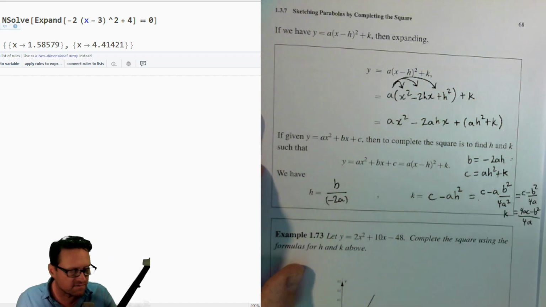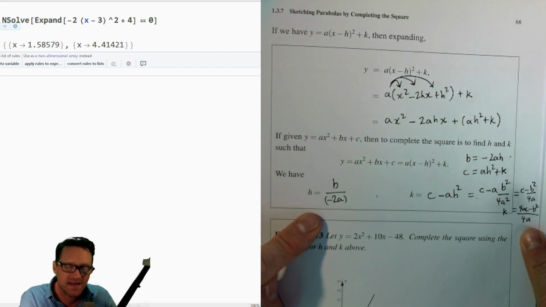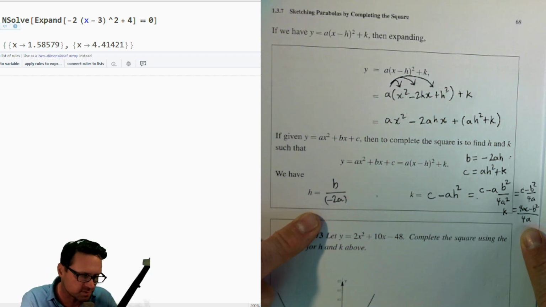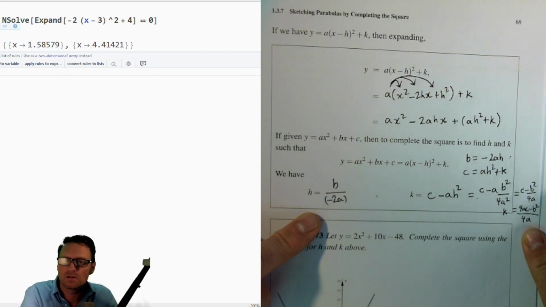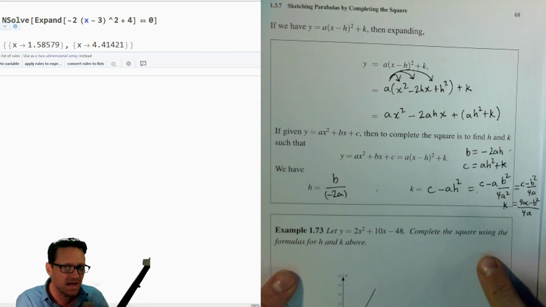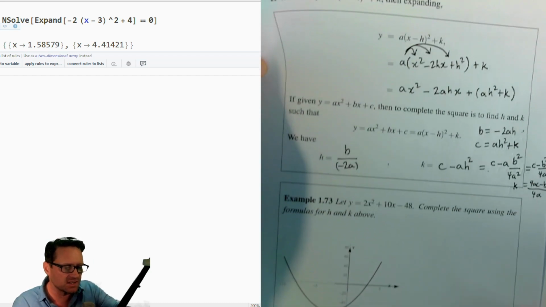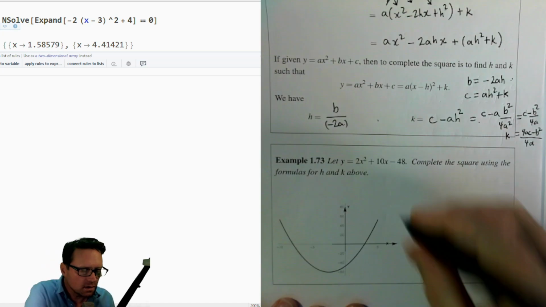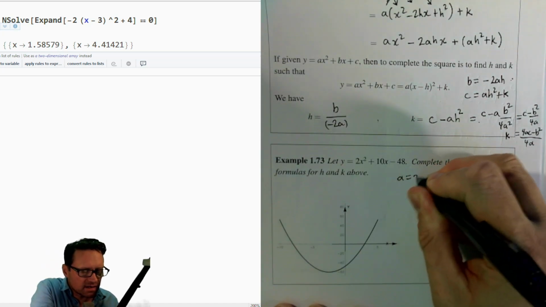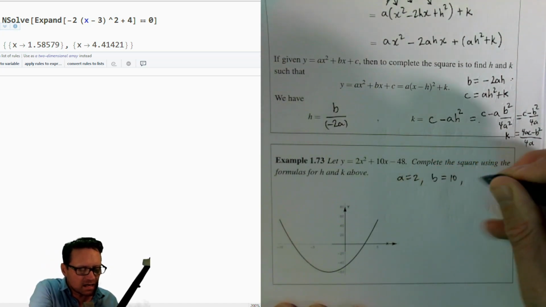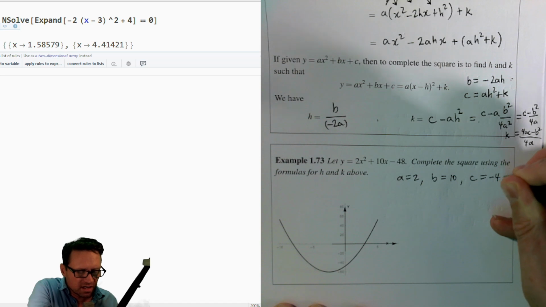All right, so we've got some formulas for completing the square, but that's not usually the way that I complete the square. I don't use formulas because I don't love to remember loads of things when I can reconstruct them easily. So the first one says complete the square using the formulas for h and k, but in the subsequent example, I'm just going to do it the way I usually do it. Okay, so in this example, we have a is 2, b is 10, and c is minus 48.